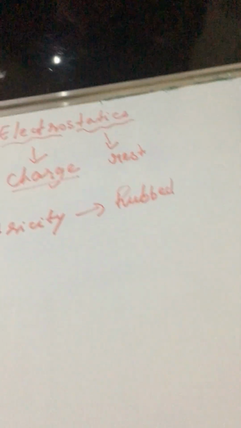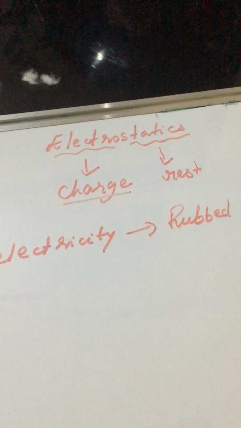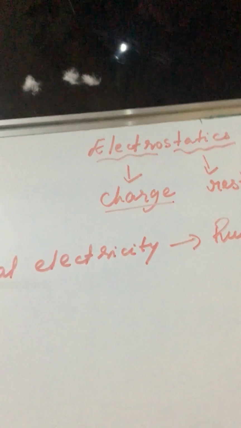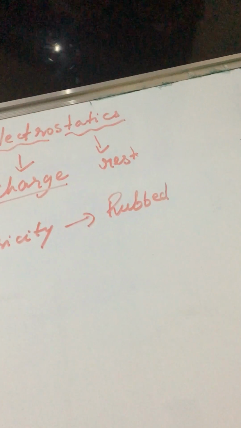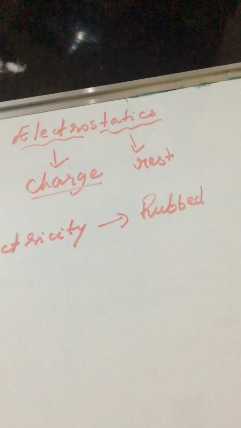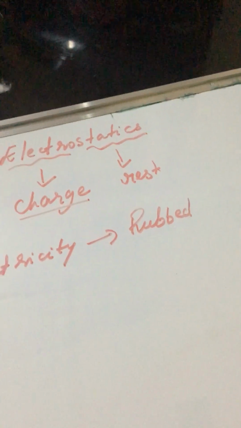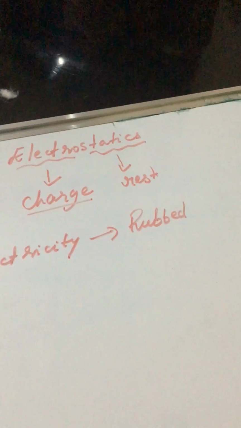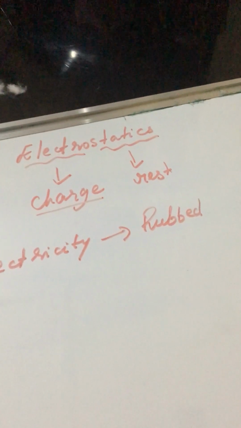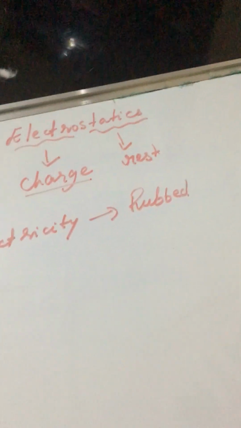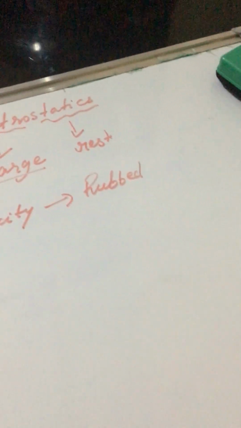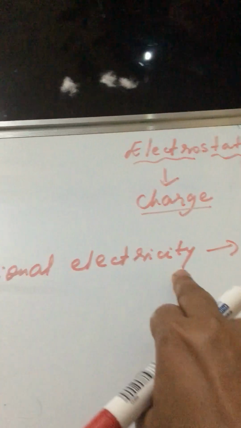Like we have seen that in winter when we comb our hair, a cracking sound is produced, right? And even our hair gets frizzy. Now what do we say? We say our hair got charged, the comb got charged, right? Even when we bring that comb near bits of paper, the bits of paper get attracted, right? So all of this is because of frictional electricity.